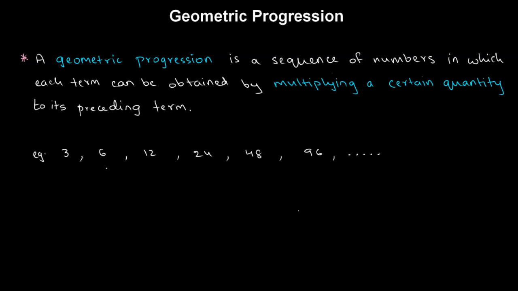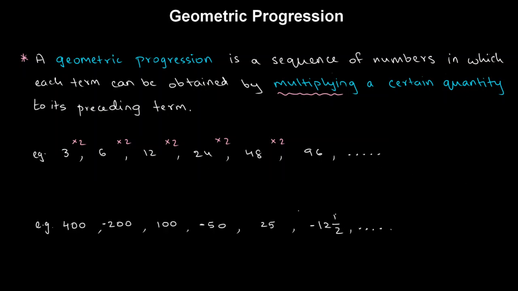So if you look at this, we have a sequence of numbers here: 3, 6, 12, 24, 48, 96, and so on. And if you notice, I can obtain each of these numbers by multiplying a certain quantity to the preceding term, right? So the keyword here is multiplying. 3 multiplied by 2 will give me 6, multiplied by 2 will give me 12, multiplied by 2 will give me 24, multiplied by 2 will give me 48, and multiplied by 2 will give me 96, right? So what we've done is we've multiplied 2 to each preceding term to get the next term, and such a series of numbers is called a geometric progression.